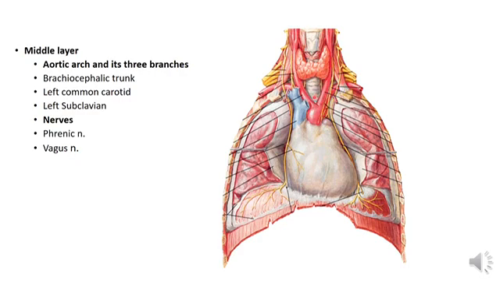And we have the nerves. The nerves are the phrenic nerve, and posteriorly we have the vagus nerve. So this is the phrenic nerve, and this is the vagus. Here we have the phrenic nerve, and this is the vagus giving us the left recurrent laryngeal nerve around the aortic arch, while this is the right vagus giving us the right recurrent laryngeal nerve around the first part of the right subclavian artery.